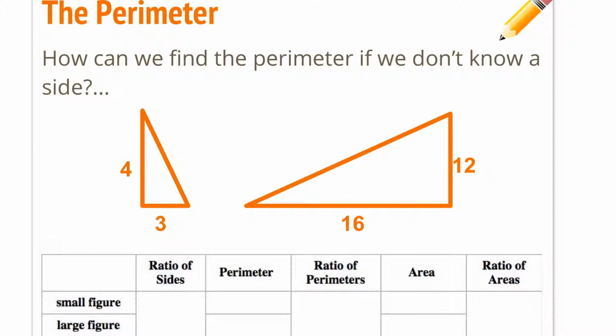But I will tell you that you're probably going to have to use a squared plus b squared equals c squared if I told you that this was a right angle and this was a right angle. So go ahead and try that, submit your answer, and then we'll come back.